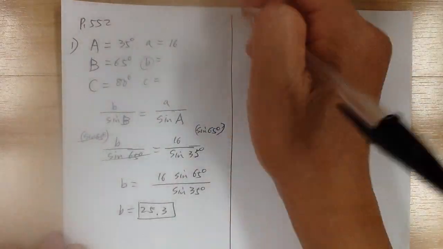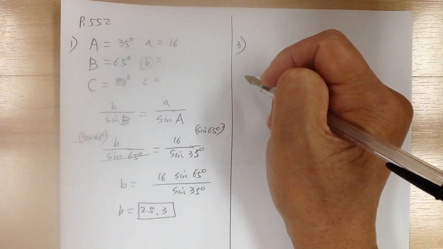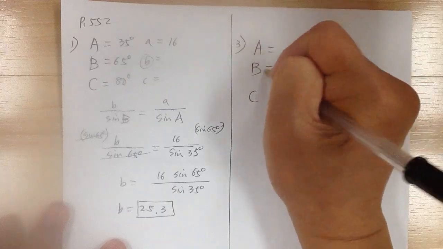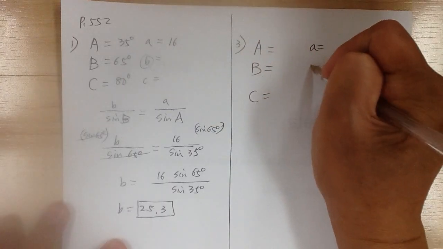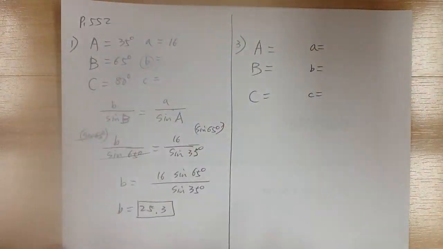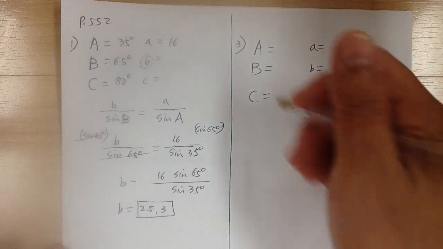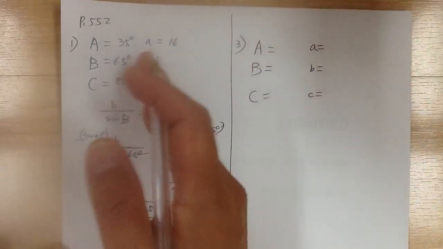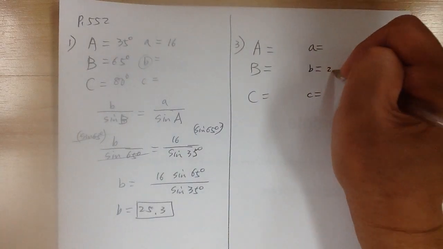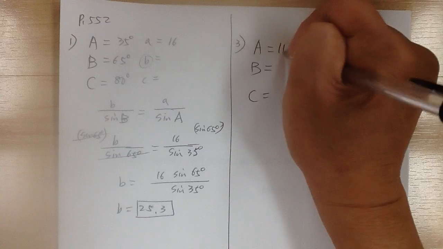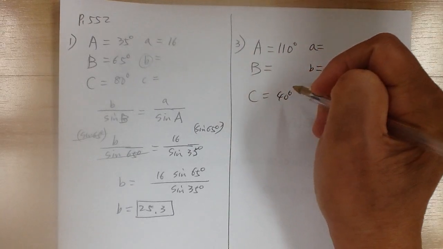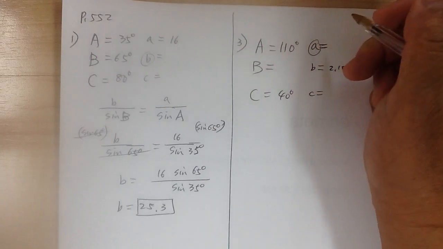Okay, let's go to number 3. So you can start with A, B, C. Again, when you're doing your homework, you want to go down. But I'm going sideways because this is the next column, and also I want to do it side by side so it's easier for you to see. So number 3, B equals 2.10, angle A is 110 degrees, angle C is 40 degrees, and you're looking for A.